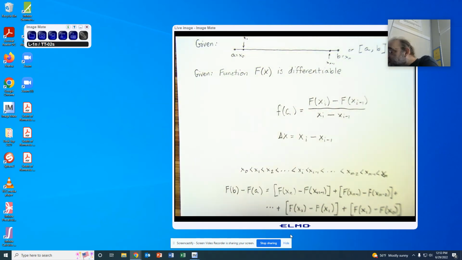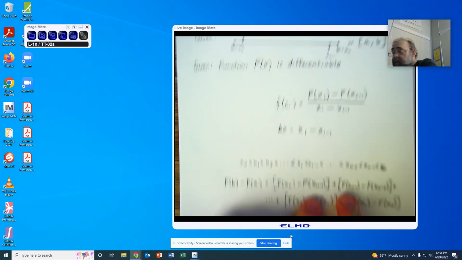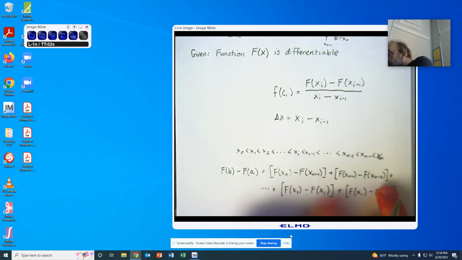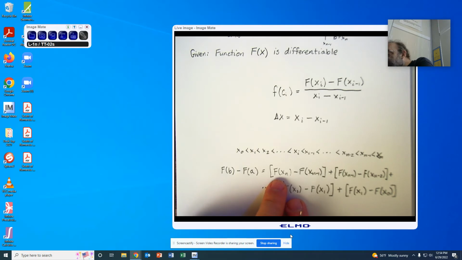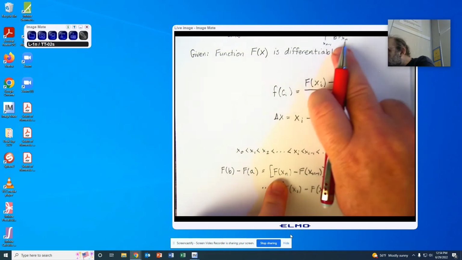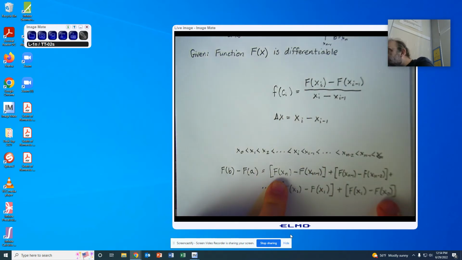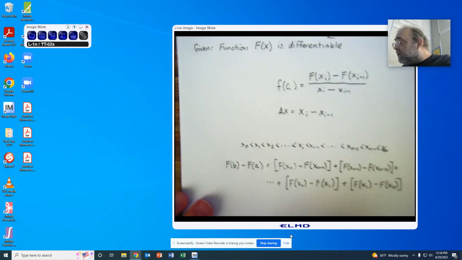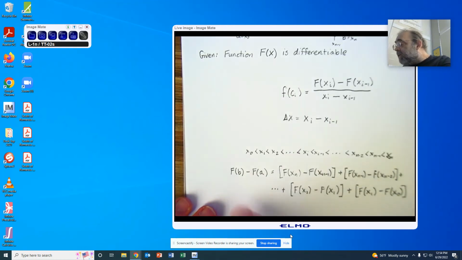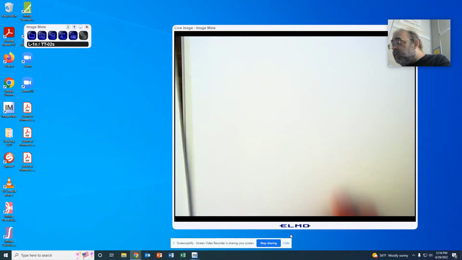Now, notice these two are opposites. Well, the next two would be opposites as well. Just like these are opposites, and these two are opposites. It leaves us with our f of x sub n, which we said was b, and f of x sub 0, which we've said was a. So if you look at this carefully, we now have f of b minus f of a is equal to the summation. So let's write that down.